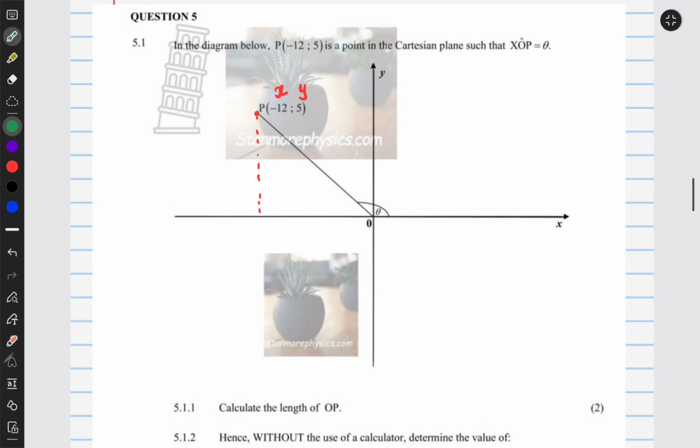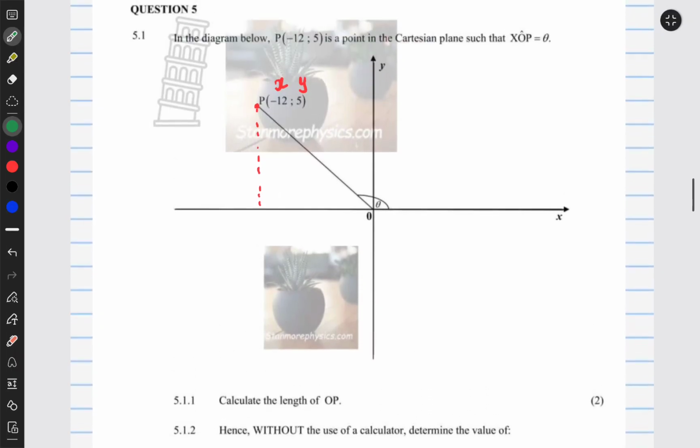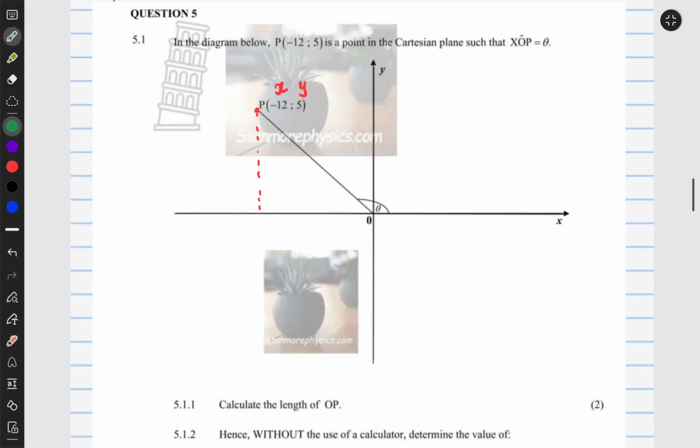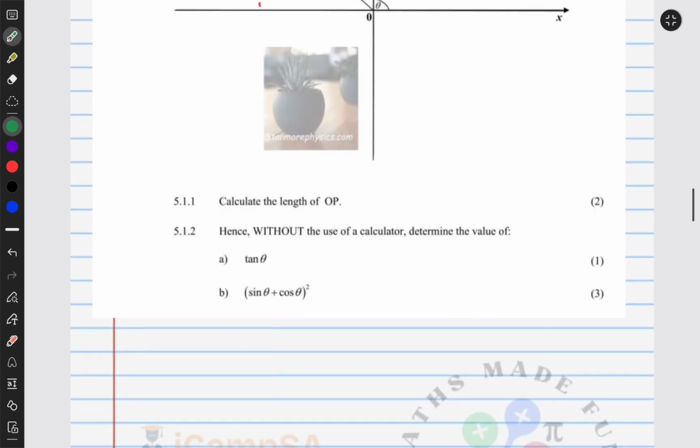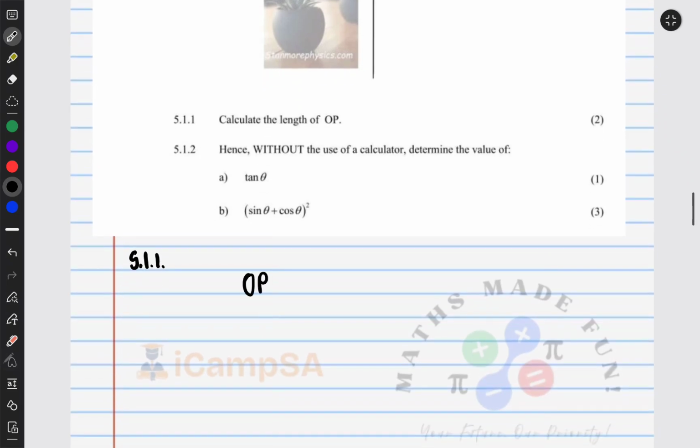What is OP here? OP, the terminal arm, is, by the Pythagoras theorem, the hypotenuse side, because x is our adjacent side and y is the opposite side. The length OP is the terminal arm, or the r. So OP is the hypotenuse side, and we have to use the Pythagoras theorem to solve this. So we're going to say OP, the length we are looking at, squared, is equal to x squared plus y squared.